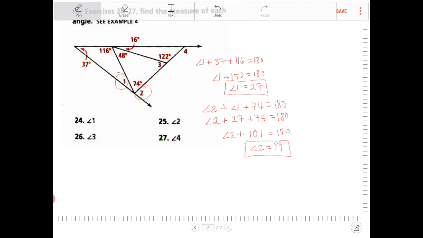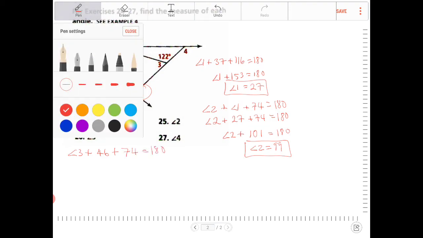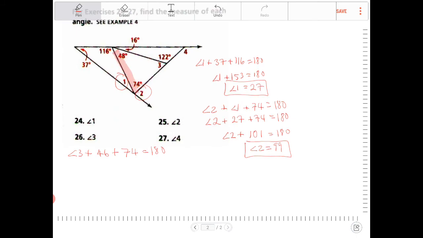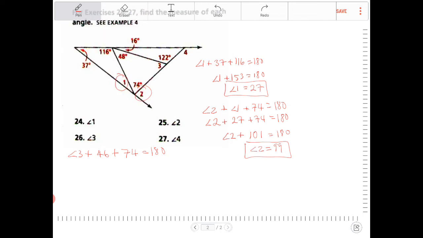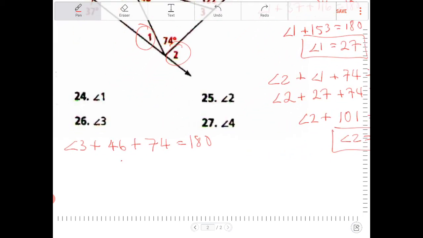Angle 3. I know that angle 3 plus 46 plus 74 is equal to 180. And how do I know that? Well, that is because of that right there. So, therefore, combining all like terms here, I end up with angle 3 plus 120 is equal to 180. Angle 3 is equal to 60.